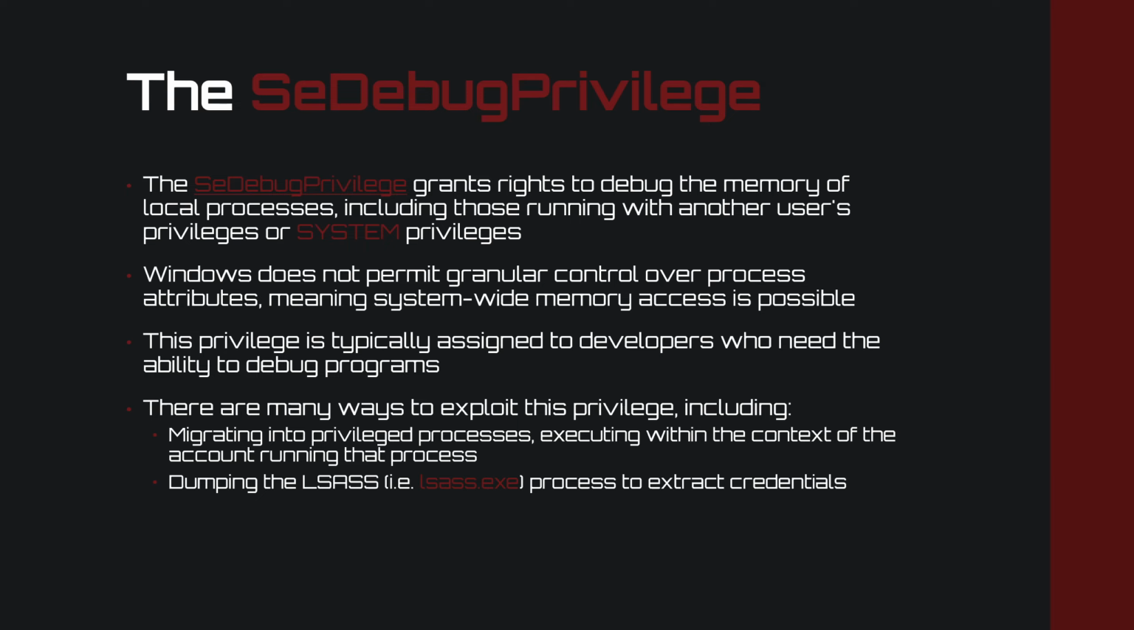Now, this privilege can be exploited in numerous different ways. For now, let's take a look at how we can migrate into an elevated process to inject Sliver implant shellcode, and then later we will take a look at how we can dump cached credentials.